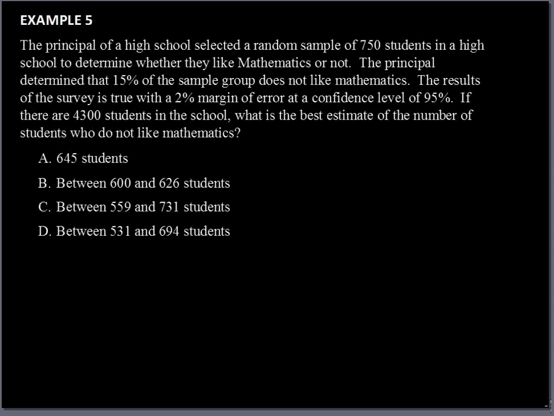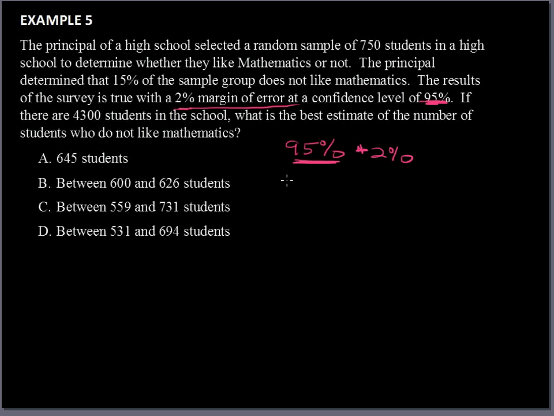But it doesn't end there. Now, the results of the survey are true with a 2% margin of error at a confidence level of 95. So remember, because of data collection errors and whatever data we collect, we think we should be certain within 95%. And within the 95%, we also have a small caveat that says we are within plus or minus 2% margin of error.